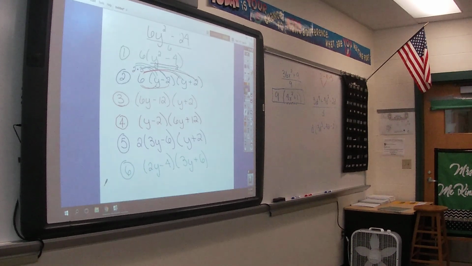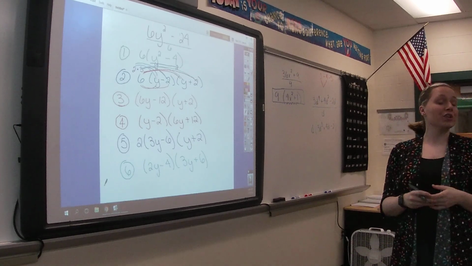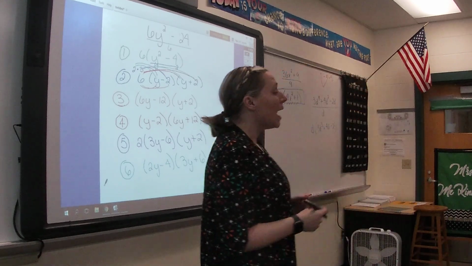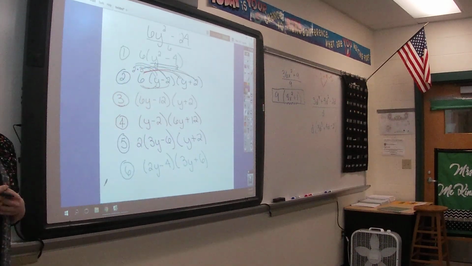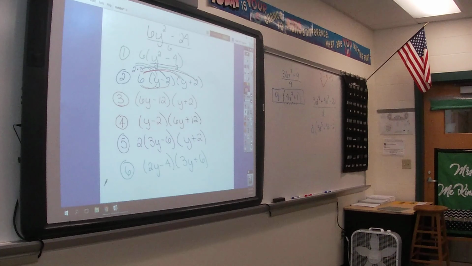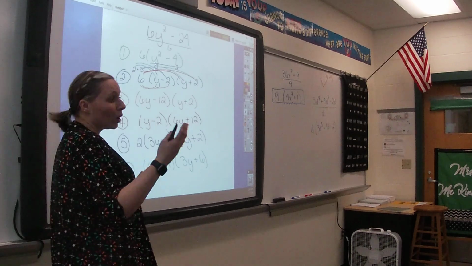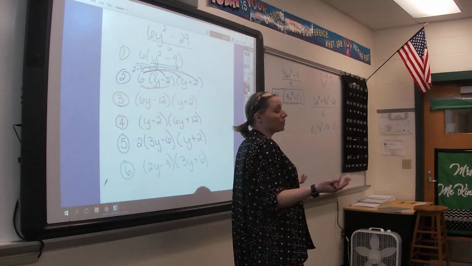So, here's what I'm going to say. I don't think that there will ever be a situation that says list every single possible equivalent factor that there are. That's not going to be a requirement. Instead, what I think you would have is something that says list 4 equivalent factors. You have to come up with 4.